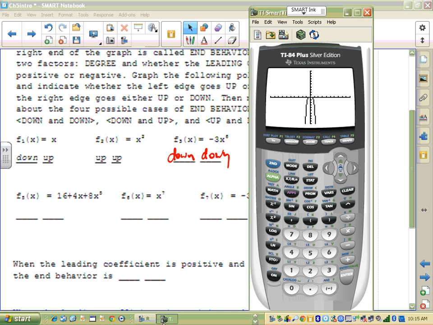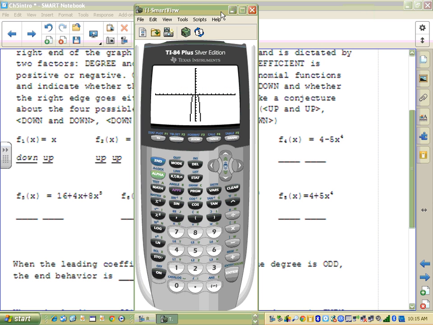This next one, 4 minus, now that one's not in standard form. If we put that in standard form, the leading term would be negative 5x to the 4th. Okay, so watch this, 4 minus 5x to the 4th. Our leading term is really negative 5x to the 4th, and the leading coefficient is really negative. Watch the end behavior here. Down on the left, down on the right.